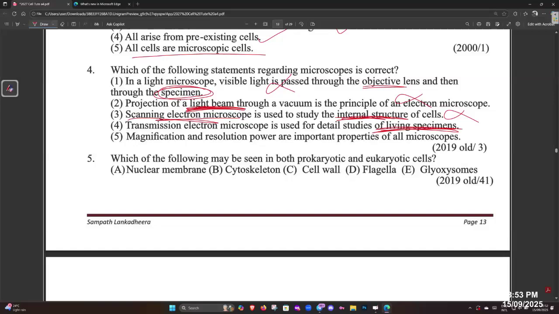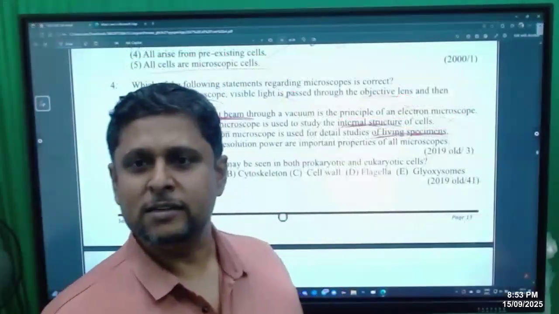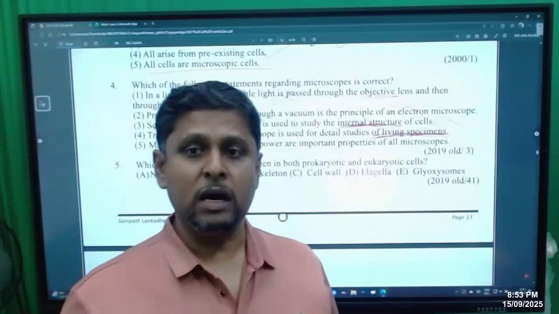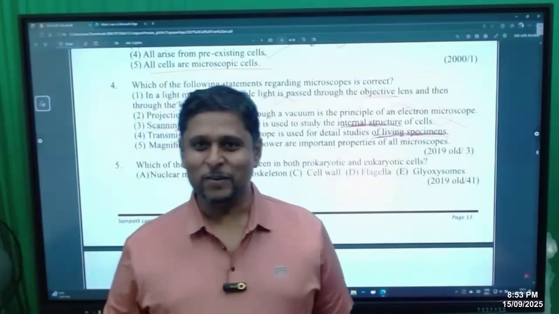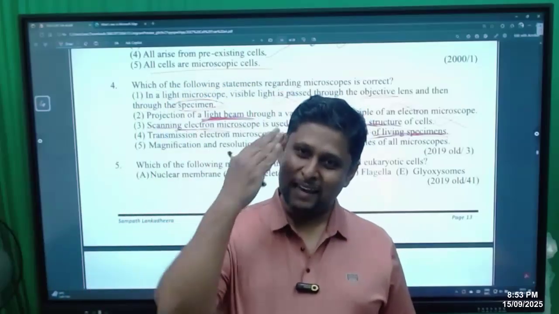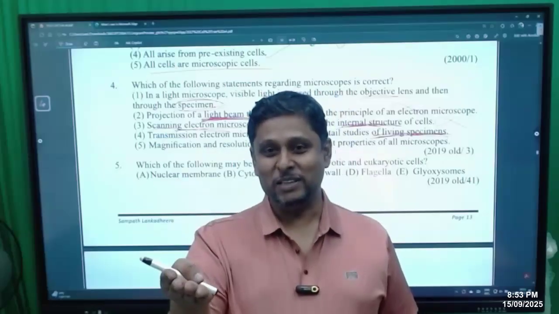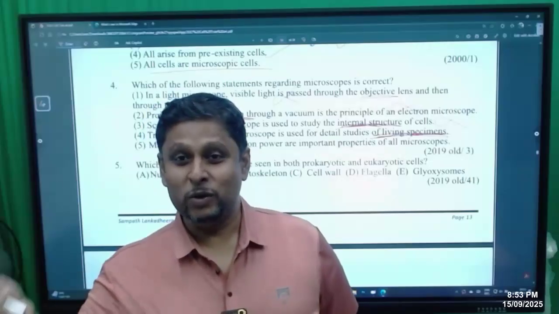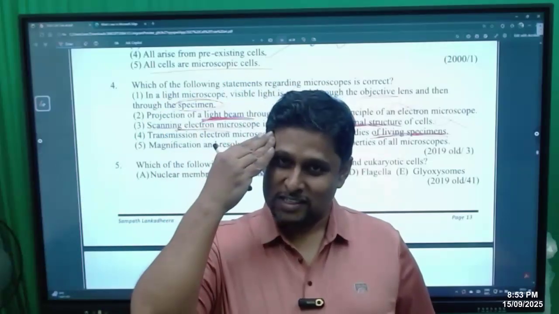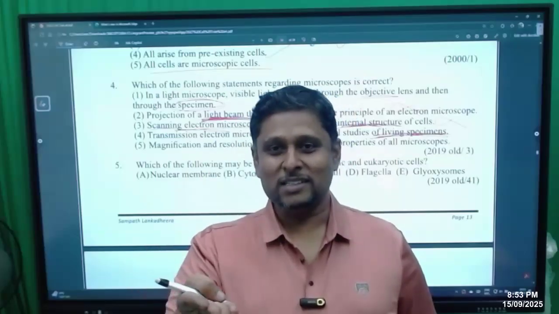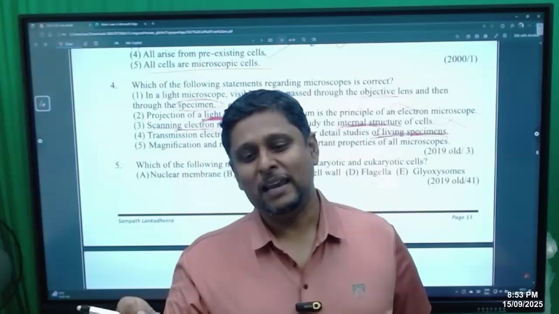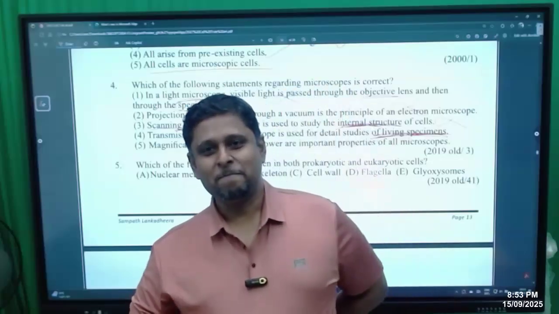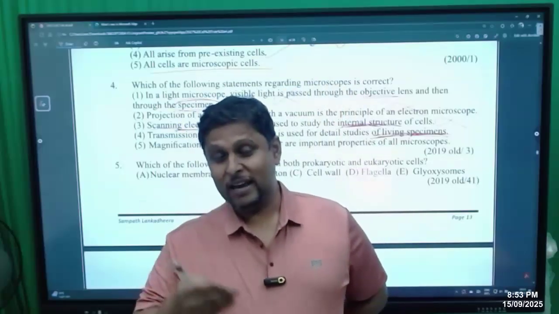Living? Oh, can you see living specimens? You can't see any living specimens. Why can't you see any living specimens in an electron microscope? You stain the cell with heavy metals, which are toxic. Not only that, you dry the specimen until it loses its entire water, because you can't keep a wet specimen in the electron microscope. You cannot put a wet specimen. So you have to dry it.